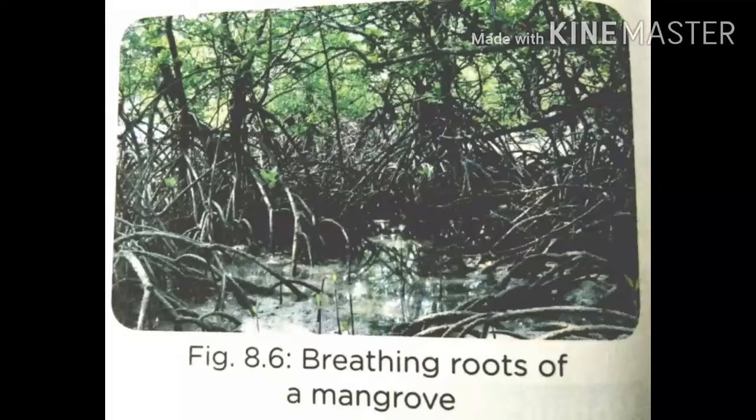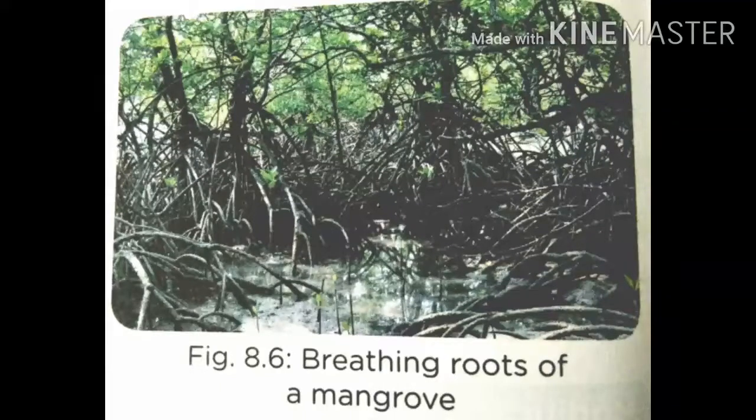Next one, breathing roots. Plants like mangroves grow in salt lakes or marshy regions. This plant develops a special root called a breathing root. Such roots grow from the underground but rise vertically upwards and come out of the water.